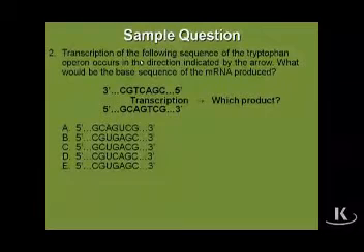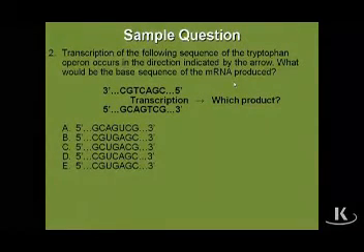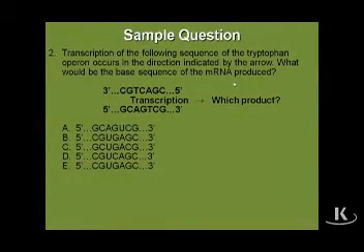So for another example, the following question. Transcription of the following sequence of the tryptophan operon occurs in the direction indicated by the arrow. What would be the base sequence of the mRNA produced? In this particular example, we're being kind to you. We're telling you that transcription happens from left to right, as it's written on your screen. Now, in reality on the test, they might put the promoter and the terminator and expect you to know that transcription always goes from the promoter to the termination sequence.